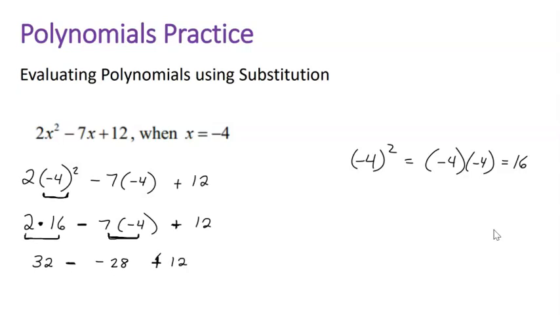At this point, I have subtraction and addition, and I can work left to right, but I also recognize that I'm subtracting a negative, so I can use same, change, opposite to get rid of that subtraction and change the problem into 32 plus 28 plus 12. Once everything is addition, I can go in any order I want. I'm going to combine mentally 28 plus 12, which is 40, and then add 40 to 32. So my result here is 72. Evaluated, this polynomial equals 72 when x is equal to -4.